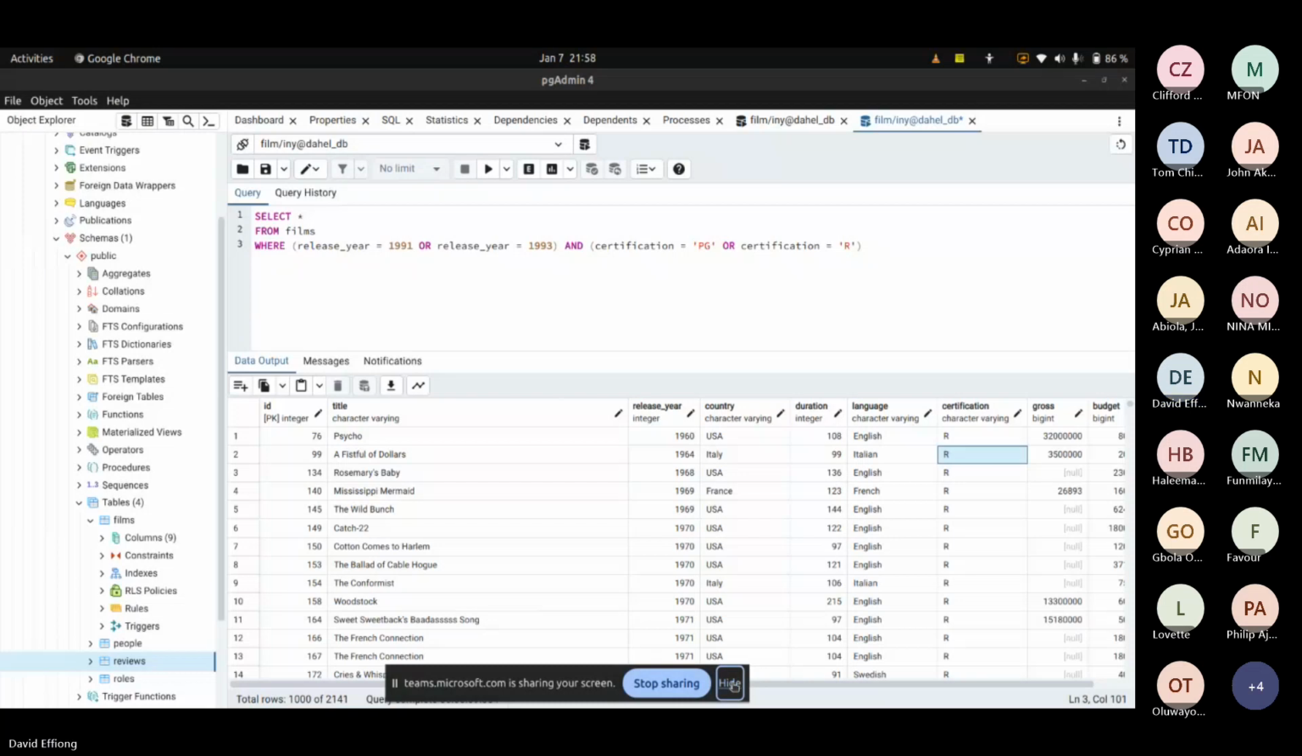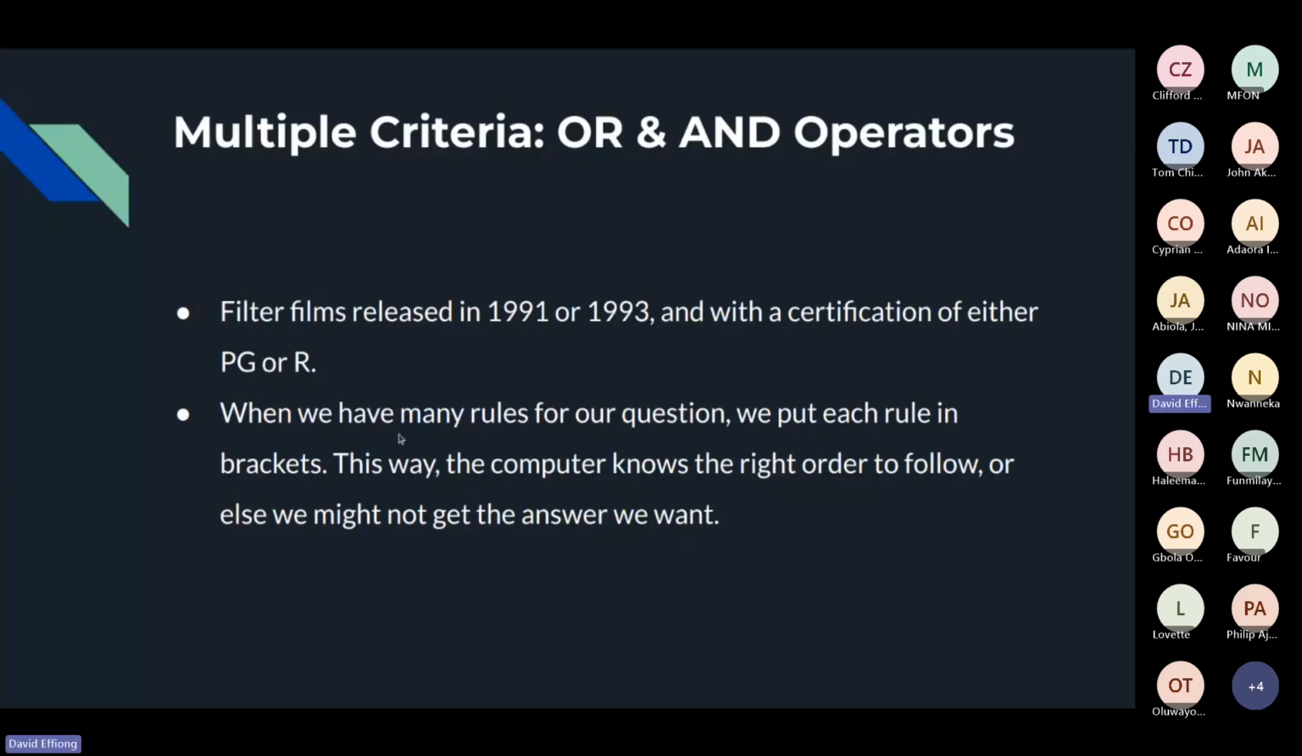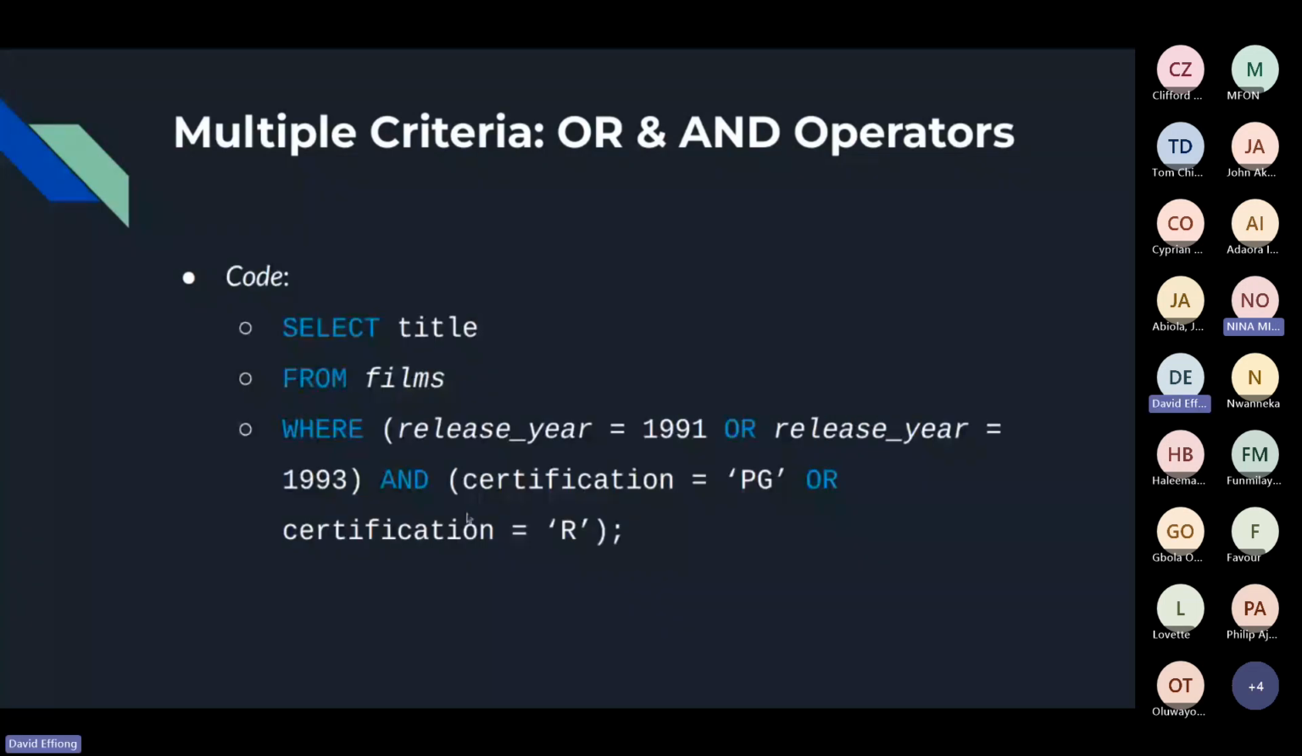Let's go back. Okay, so again, when we have many rules, put each rule in brackets. Like this first part, we put it in brackets. This other rule, we put it in brackets. So it won't be confusing. This way, the computer knows the right flow, or else we might not get the answer we want. We're getting strange answers, and that's not the answer we want, but the code is still the same code and logic. When we use the brackets, it helps us get the right order. Okay, so here's the solution. I use the brackets to make it easy.